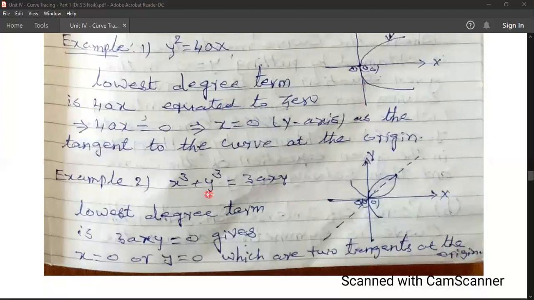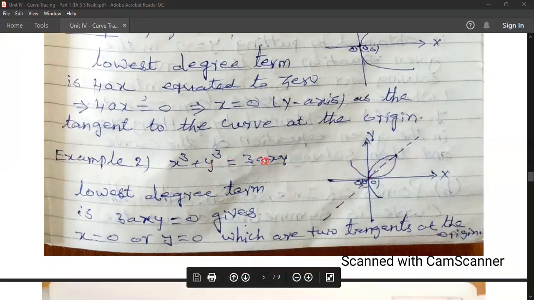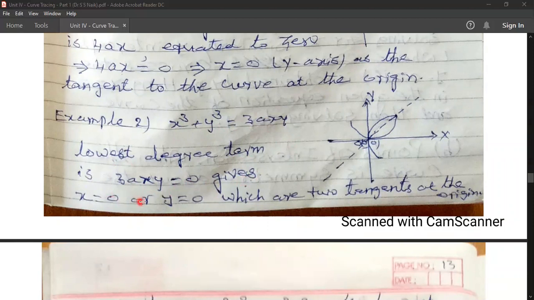Then if we consider x cube plus y cube is equal to 3axy, we have seen that this equation is symmetric about the straight line y is equal to x, and the lowest degree term is 3axy. Equating it to 0 gives x is equal to 0 or y is equal to 0, which are the two tangents at the origin. That means x is equal to 0 is the y-axis and y is equal to 0 is the x-axis. Therefore, at this origin, you get two tangents to the curve.